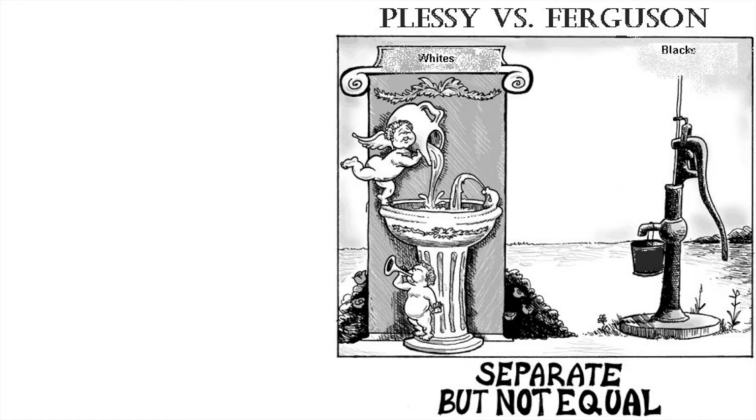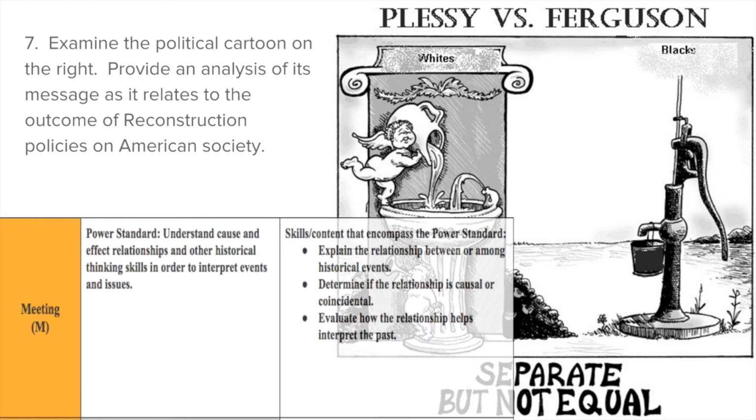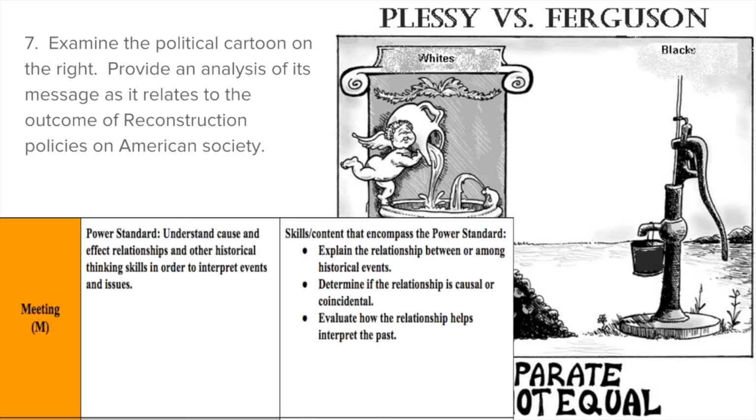Here is an example of a political cartoon about the 1896 Supreme Court case Plessy v. Ferguson. We want to see if students can show their understanding of cause and effect while at the same time using their interpretation of a political cartoon to guide their thinking. So we can ask a question such as this one. Examine the political cartoon on the right. Provide an analysis of its message as it relates to the outcome of Reconstruction policies on American society. Their response will require them to do all three of the descriptors listed on the proficiency scale.